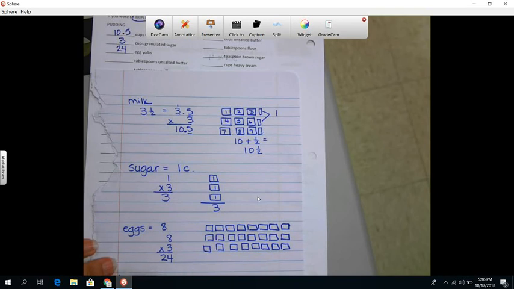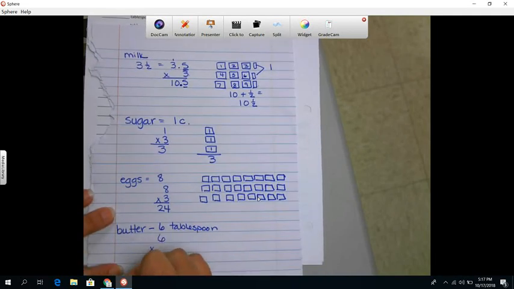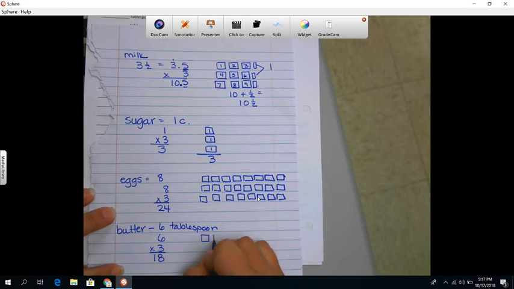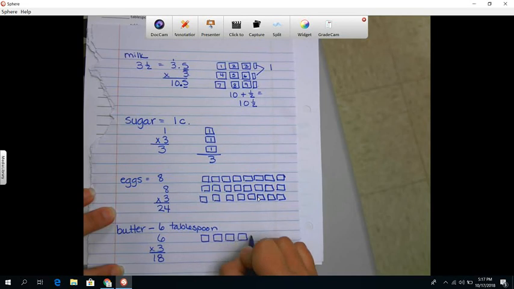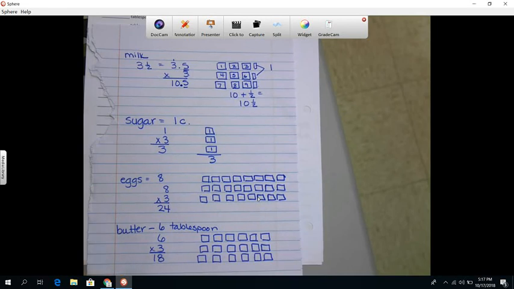All right, let's go to our butter. Our butter, we needed 6 tablespoons. Yes, my friends, 6 tablespoons of butter. 6 times 3 is 18. We can draw our picture. 3 groups of 6. 1, 2, 3, 4, 5, 6. And we're going to do that 3 times. That gives us 12 when we double it, but we're tripling it, so we want to do it that way to get 18. All right, so up here, let's make 18.